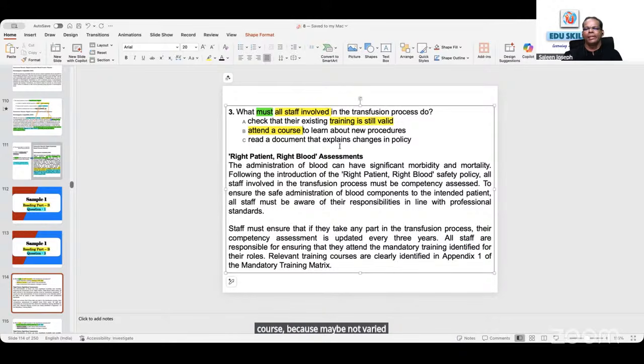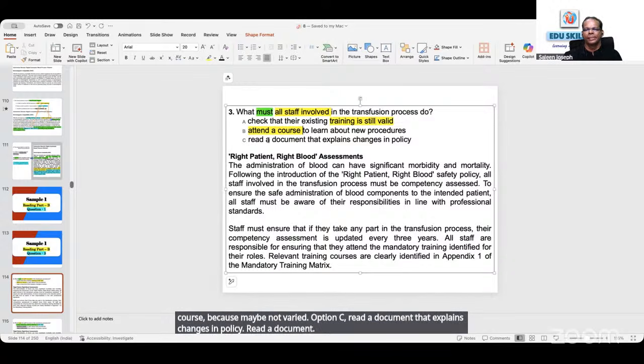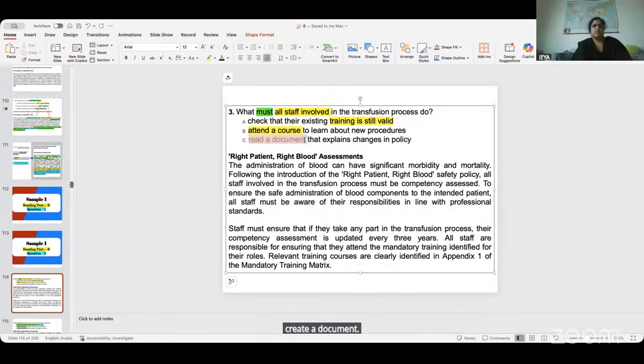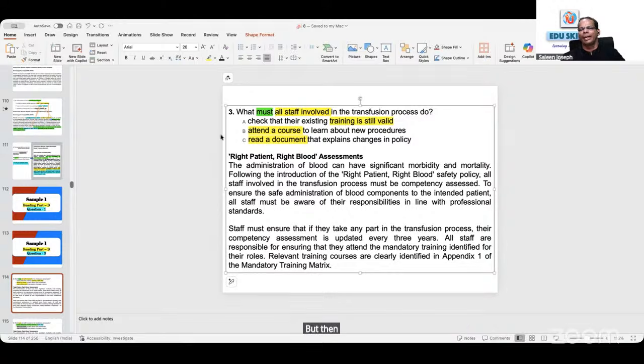Option C, read a document that explains changes in policy. Read a document. Change in policy. You have to think in this way to highlight the hedging words. You can highlight even new procedures and all, but they are asking what staff must do. There should be some doing, right? Some action, right? Attend a course. Read a document.